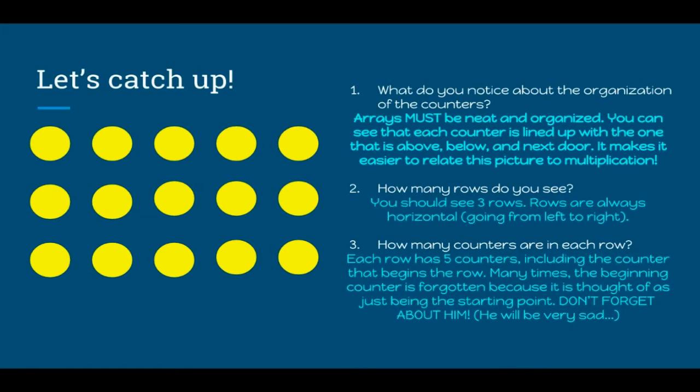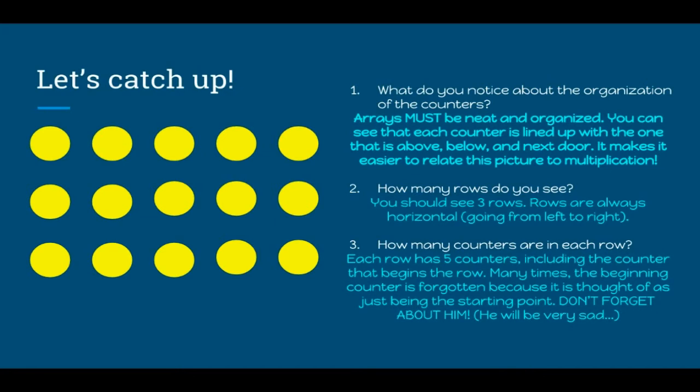Number 2, how many rows do you see? You need to remember that rows are horizontal, meaning going across from left to right. If you were to look going across from left to right, horizontally, you would see 3 rows.